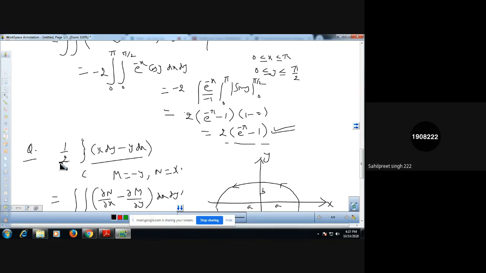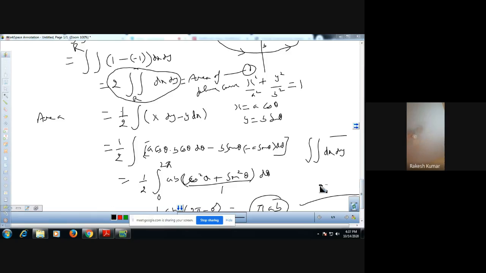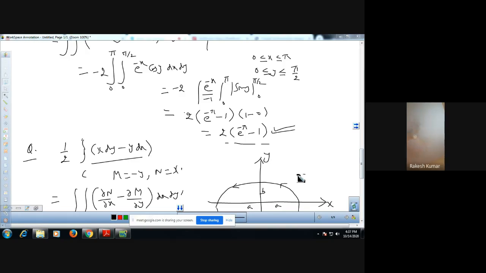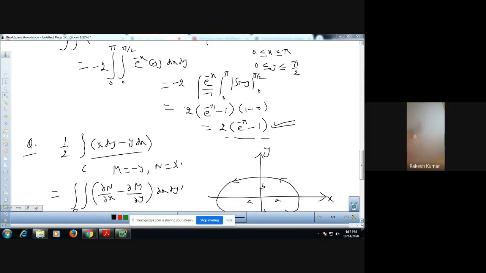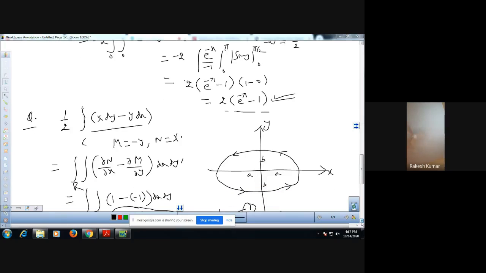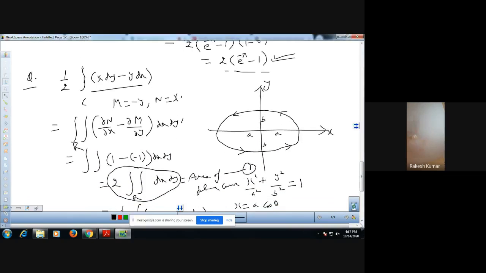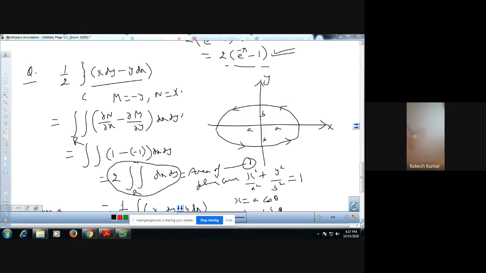The ellipse question remained. We have to use this value; this is your left hand side, and by using this we have to find out the area of ellipse. The equation of ellipse you must have studied in +2 class. In this ellipse, the semi major axis is a, the semi minor axis is b, and this is its equation.